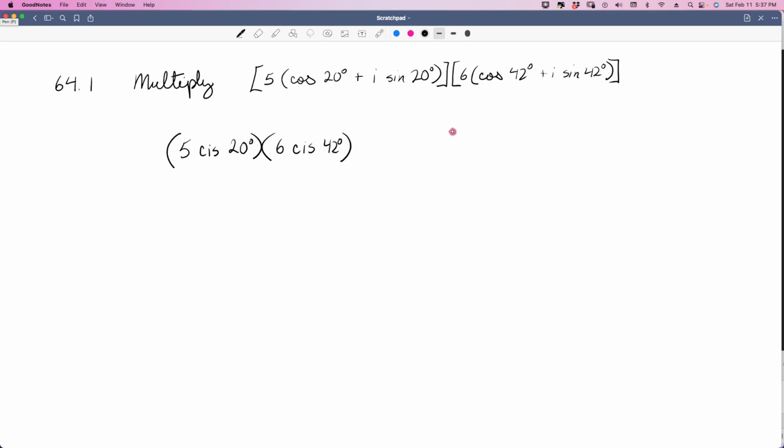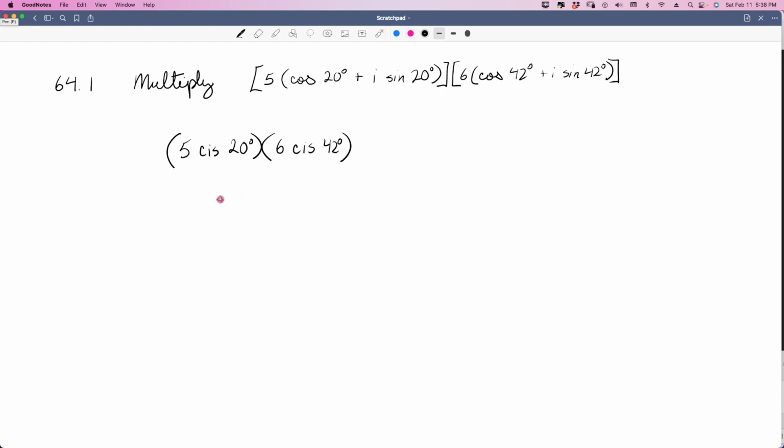the exponents. So for instance, if this was 5 times 10 to the 20 and 6 times 10 to the 42, that would equal 30 times 10 to the 62, correct? So that's what we would do in scientific notation. We just carry the times 10 over. We're going to do the exact same thing with this format for complex vectors.